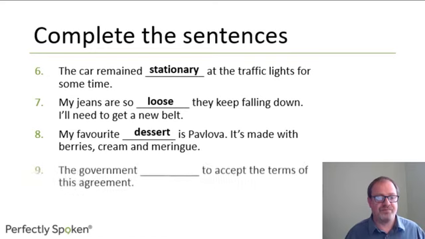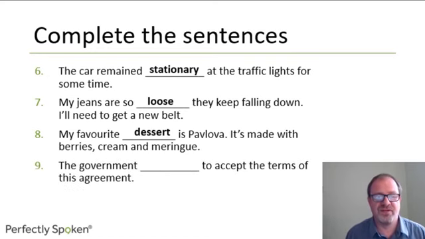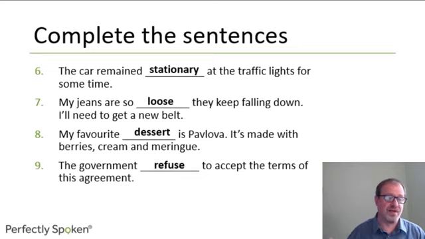Okay, number 9. The government, something to accept the terms of this agreement. For example, at the moment, the negotiations between Britain and the EU about Brexit, and the British government said, no, we are not going to accept that. Something to accept the terms, they refuse to accept the terms of the agreement. Or you could use the past tense, refused to accept the terms of the agreement. It's not clear from the sentence if it's present or past.